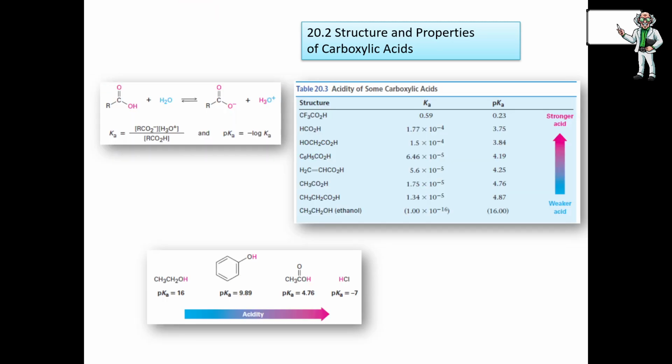Like in the case of alcohols, if we add very electronegative atoms in the carbon chain, we increase the acidity of the carboxylic acids. For example, if we add fluorines, we increase the acidity to a pKa around 0, while without fluorines, with hydrogens, we have a pKa of 4.7, more or less. Okay? It follows the same tendency as alcohols. If we add electronegative atoms, we are increasing the acidity.